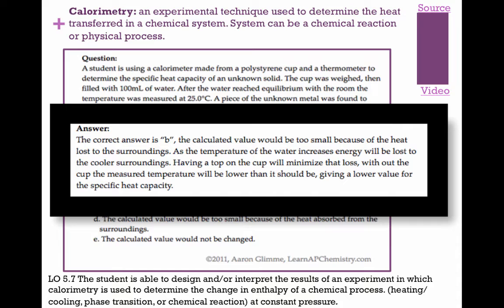Okay, so for people that were talking, the correct answer is going to be B. The value is going to be too small. I heard some people say heat's going to be lost to the surroundings. So your heat is not going to be as high as it should be. As the temperature of the water increases, energy is going to be lost. You're not keeping all of that heat in, and so you're going to get a lower value of specific heat. Your delta T should be a lot bigger. So that's going to give you a specific heat that's too small.